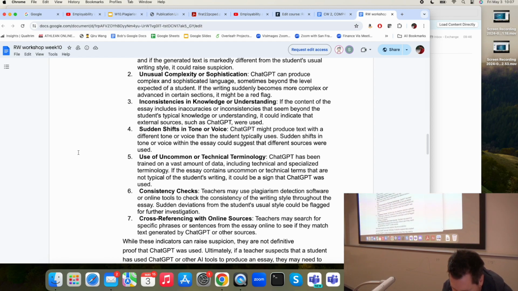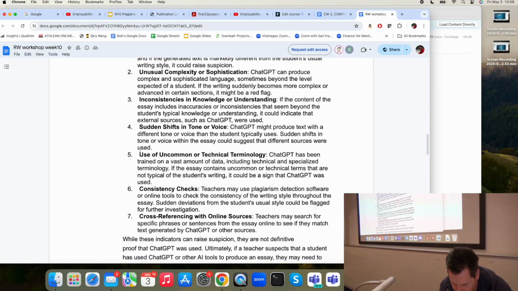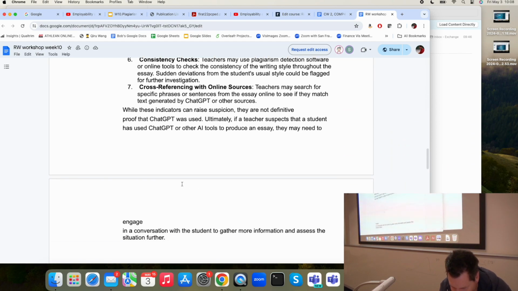Inconsistencies in knowledge or understanding. If the content of the essay includes inaccuracies or inconsistencies that seem beyond the student's typical level. Okay. Sudden shifts in tone and voice. That's interesting. Use of uncommon phrases. This one seems a bit redundant, like it overlaps with two. Consistency. This is again repeating consistency checks, right? Inconsistencies. Okay, cross-referencing with online sources, yes. So those are good answers.